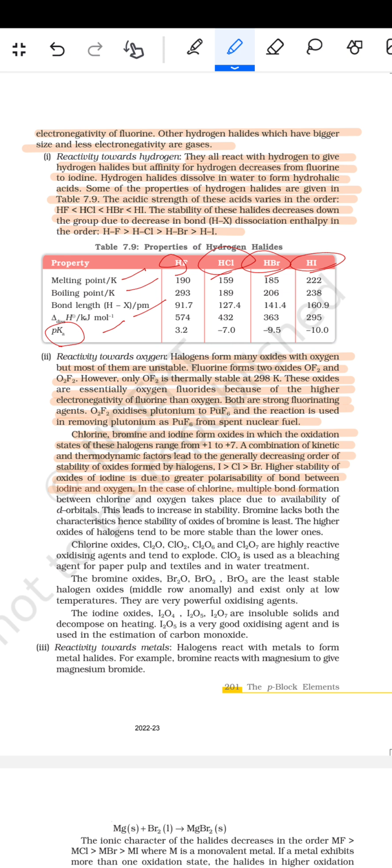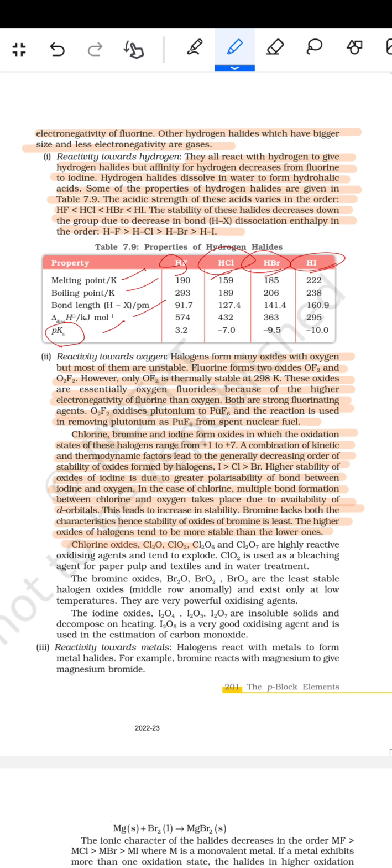In the case of chlorine, multiple bond formation between chlorine and oxygen takes place due to the ability of the d orbitals. This leads to a decrease in the stability. Bromine lacks both the characteristics, hence the stability of the oxides of bromine is lower. The higher oxides of the halogens tend to be more stable than the lower ones.